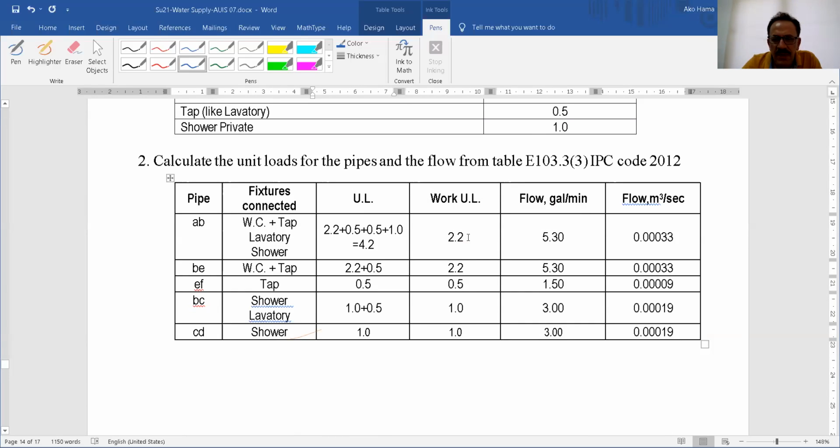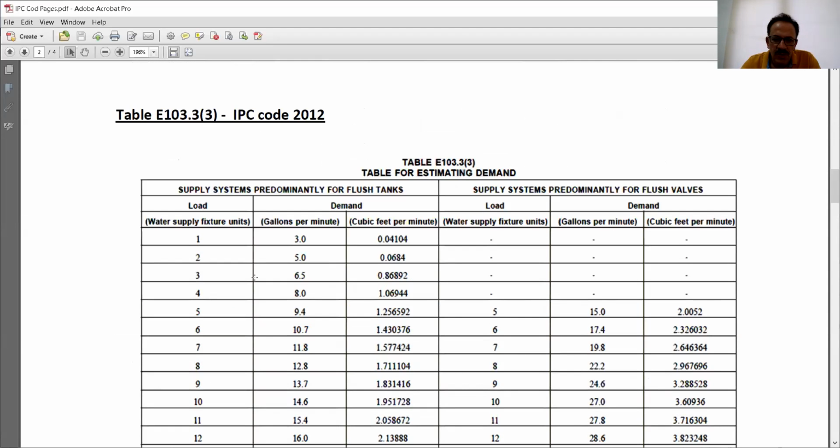Now, what will be the working load? So working load means the maximum. The maximum one, which is the main B, this one will be the one that we are working on. It will be the maximum 2.2. Now, what will be the flow for that working load? It will be 2.2. We have to find this one from the table. And here's the table, 2.2. This is 2, this is 3. So the 2.2, it will be between 5 and 6.5 gallon per minute.